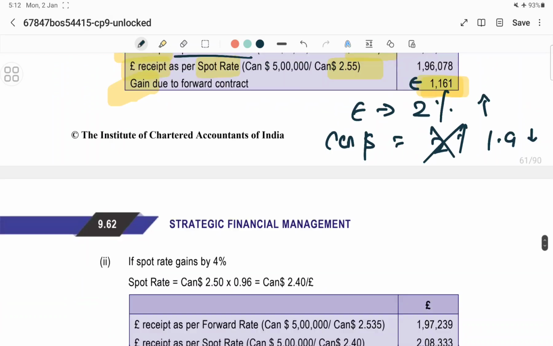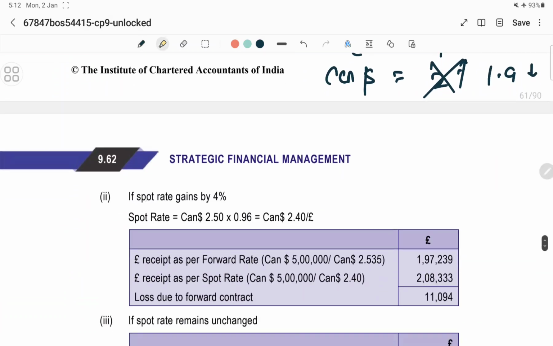Similarly, they've done all the other things. See, if the spot is increasing by 4%, here they've taken 96%, that is 100 minus 4%, rather than it being 104%. Why? Because the quotes are different. Okay, the spot is gaining by 4%. Which spot is gaining? That is the pound spot is gaining by 4%. So they've taken, okay, fine, the pound spot is gaining by 4%, then the Canadian dollar spot will decline by 4%. That's what they've done here.